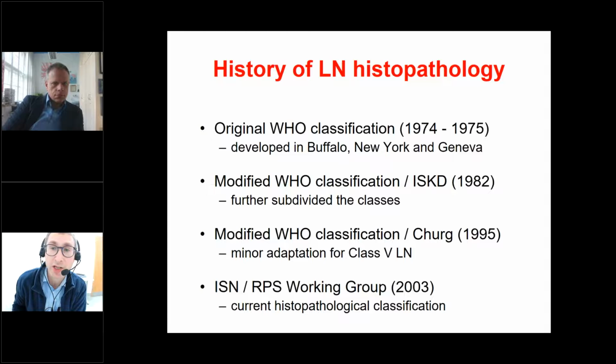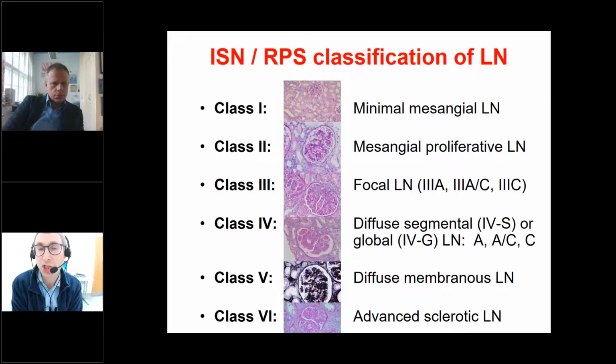So over the last almost 50 years, there have been various consensus meetings of pathologists together with clinicians looking at the classification, which was updated in 2003, by the International Society of Nephrology and Renal Pathology Society Working Group. Their classification always seems like you go from class 1 to class 6 and increasing, but it is not quite like that. So we'll start with class 1, which is very minimal changes, so minimal mesangial lupus nephritis, and very often, even if you've got a patient who doesn't have any of the features but may have a bit of tubular proteinuria, you may begin to see some minimal mesangial lupus nephritis.